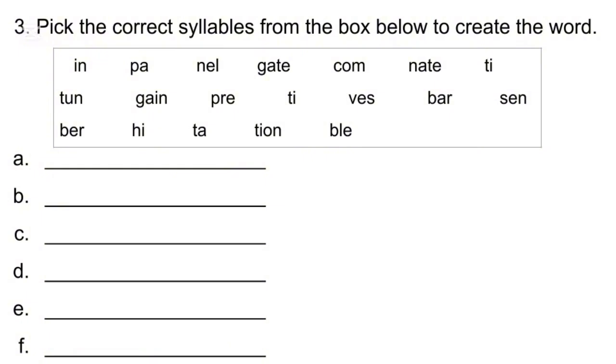Activity 3. Pick the correct syllables from the box below to create the word. Now, for this activity, you are going to say the word, for an example, hibernate, and then the learner is going to take a color pen or a crayon or a highlighter, and then they are going to go to the box and circle or underline all the syllables that make up the word hibernate. Then they're going to go to A and then write the word hibernate.